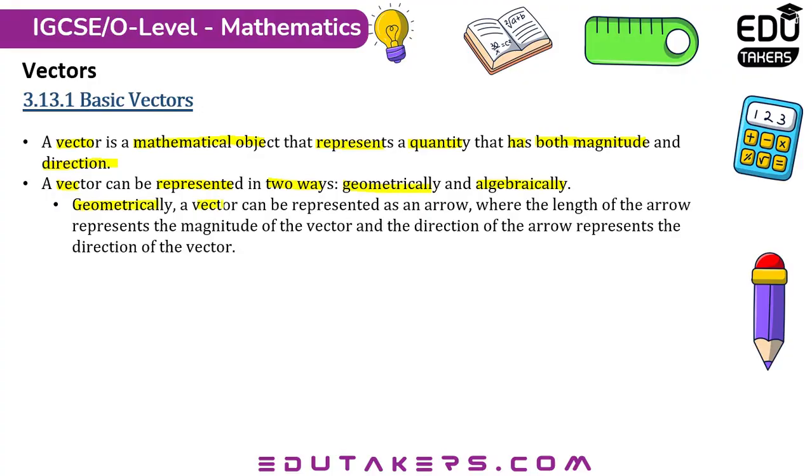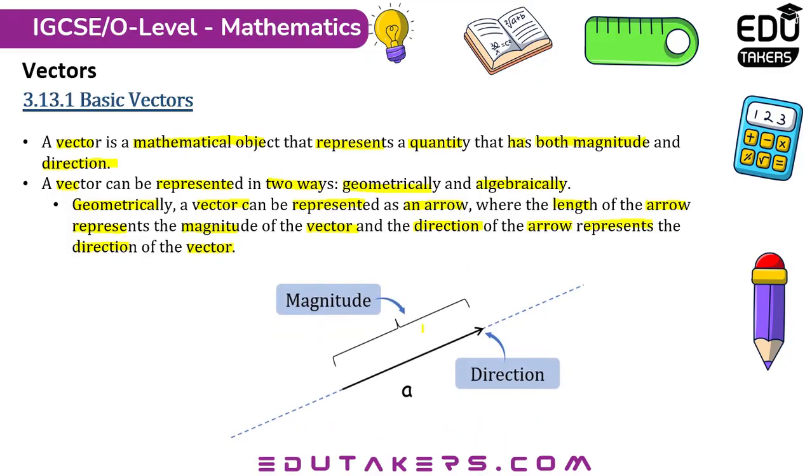Geometrically, a vector can be represented as an arrow, where the length of the arrow represents the magnitude of the vector and the direction of the arrow represents the direction of the vector, as shown in the diagram. The length of the arrow is its magnitude, direction of the arrow is the direction of the vector.